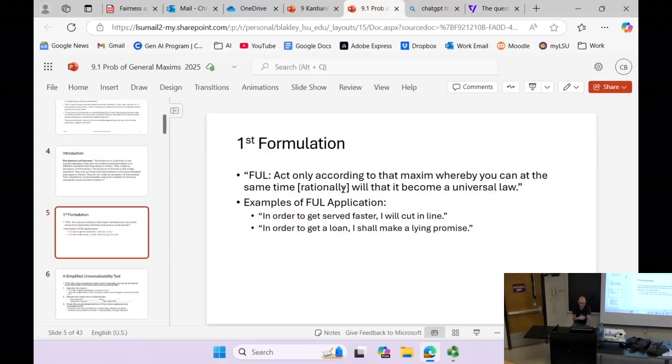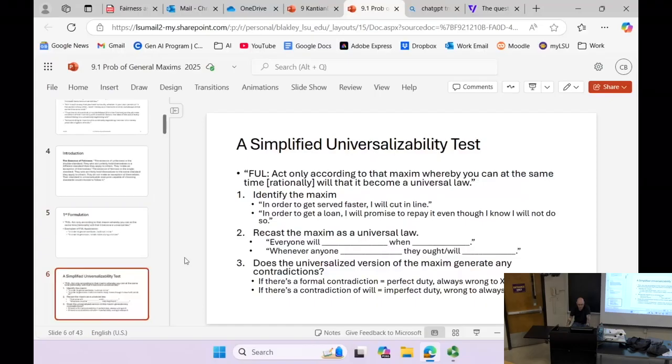And so they worry about two formulations there of maxims. In order to get served faster, I'll cut in line. In order to get a loan, I shall make a lying promise. That's Kant's own example there again. And then how should we use that? How should we formulate that? So if we take the FLU, the formula of the universal law, to mean act only according to that maxim whereby you can at the same time rationally will, not just want or desire, that it become a universal law.